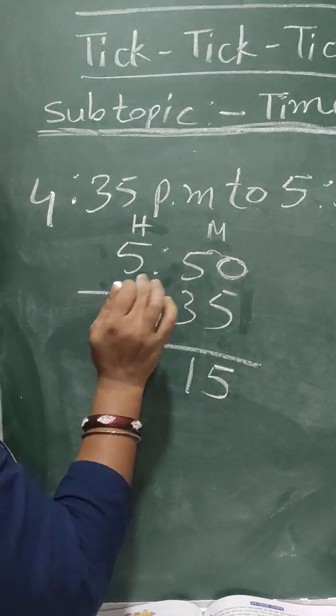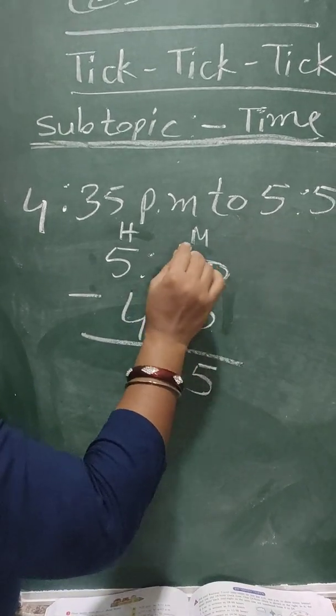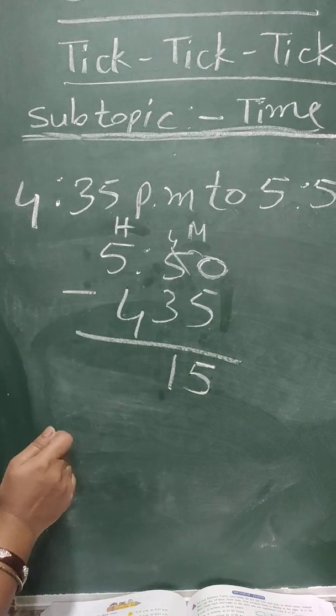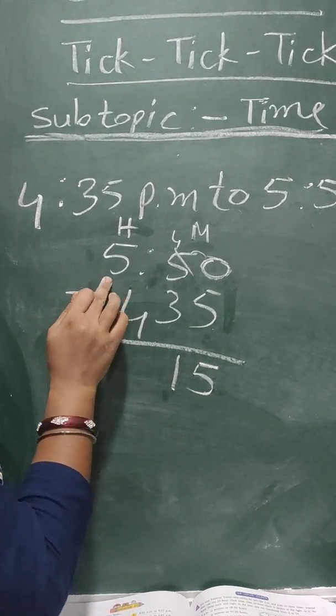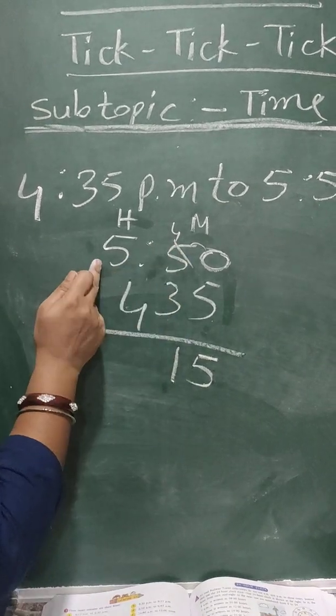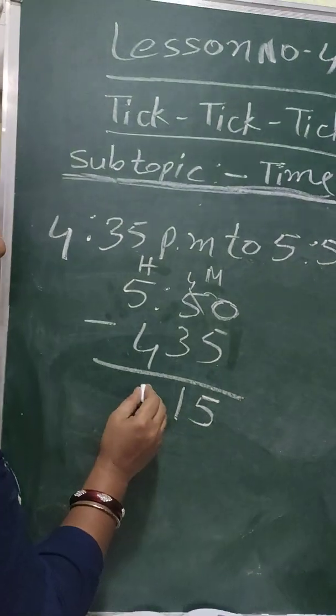But here we are not taking borrow. Okay. So directly here 5 was there, you took here. So it becomes now 4. 4 minus 3, it is 1. Now here remain. We did not take borrow from here because already it was bigger number. Now here 5 was there. 5 minus 4, it is 1.